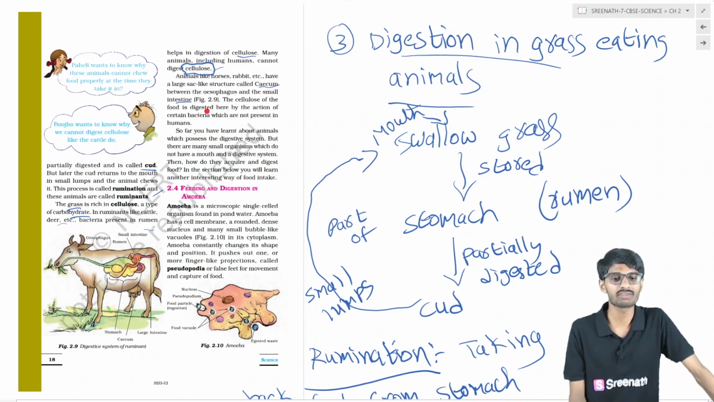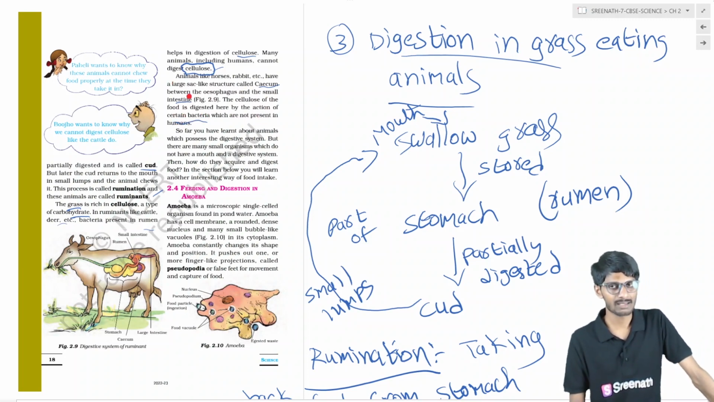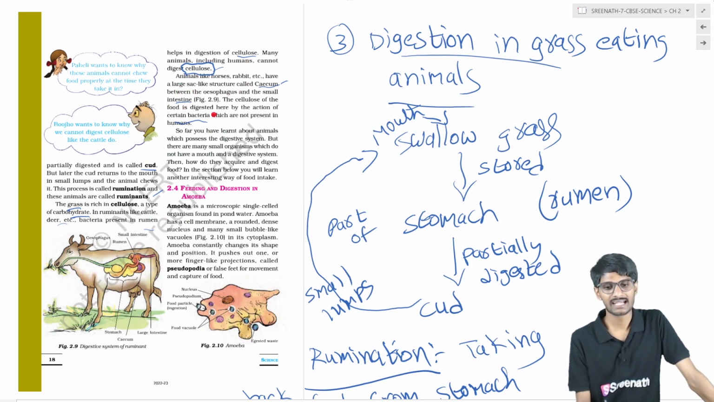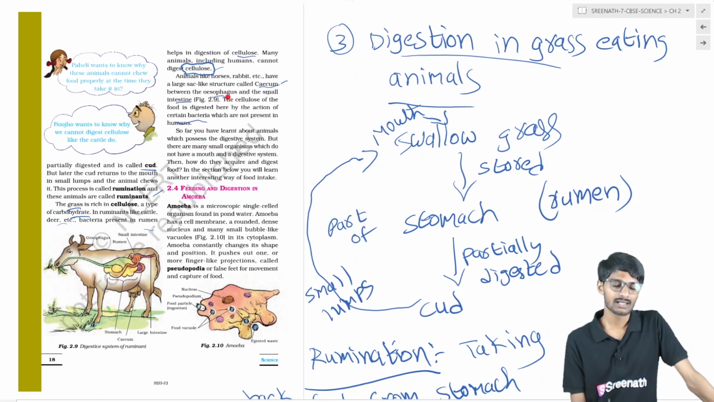So the cellulose of the food is digested here by the action of certain bacteria. Some bacteria present in the cecum will digest the cellulose. This cecum is a new structure, a new organ, a large sac-like structure located between the oesophagus and small intestine. Here, by the action of certain bacteria, the cellulose is digested. Basically, this is not present in humans.